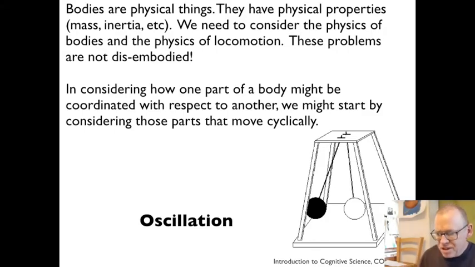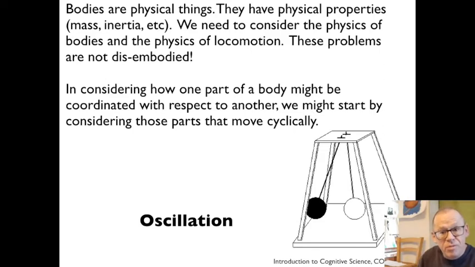So bodies are physical things. They have masses and inertia, and we can begin to get a handle and understand the principles of movement when we realize that most, at least early movement, most simple movement, happens by getting various parts of the body to oscillate, to go backwards and forwards, like a pendulum or like a jellyfish undulating.